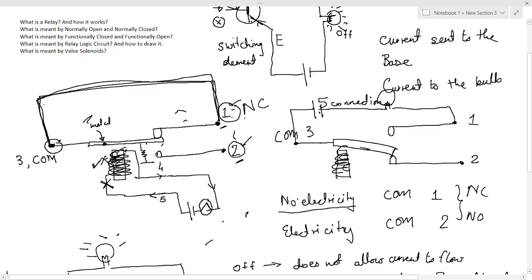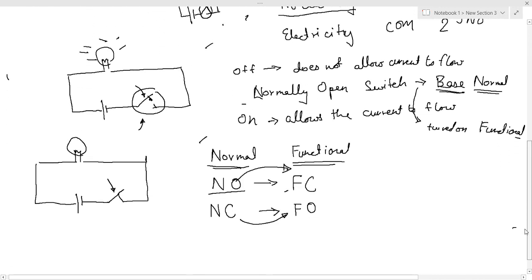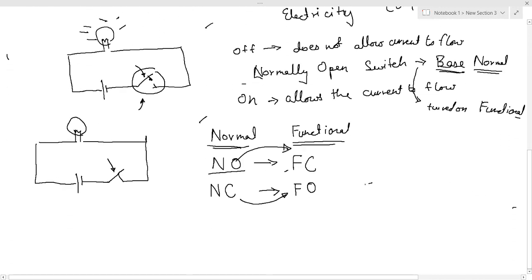Whereas in case of second one, when there is no electricity, when there is no input, the circuit is open. Hence this position is known as NO. Thus every relay has several different connections. As I told you, every relay has 5 main connections. What are the 5 main connections of the relay?